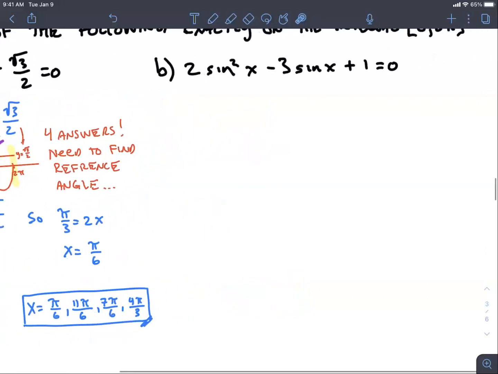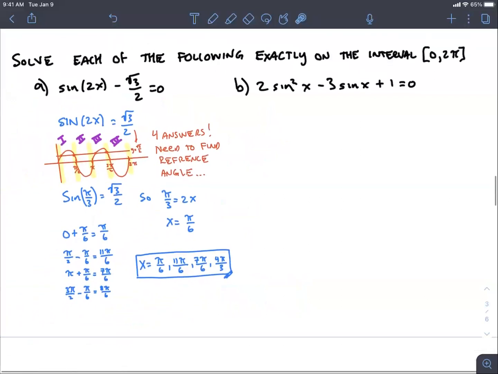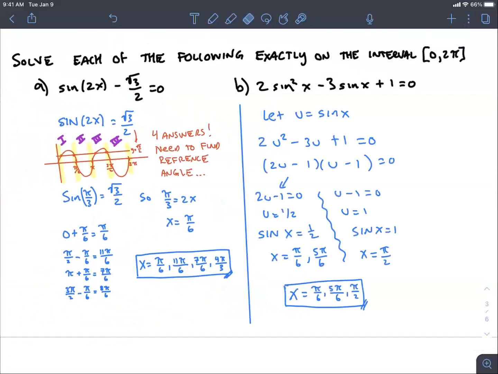Okay, hopefully you've already tried the next one. Here we go. So in this problem, this looks suspiciously like a quadratic function, right? If I let u equal the sine of x, then I've got 2u squared minus 3u plus 1 equals 0, and that is a quadratic that you can factor. Each of these factors, if they're set equal to 0, then each factor is equal to 0, because 0 times any number is also 0. So either one of these things gives us an equation that works.